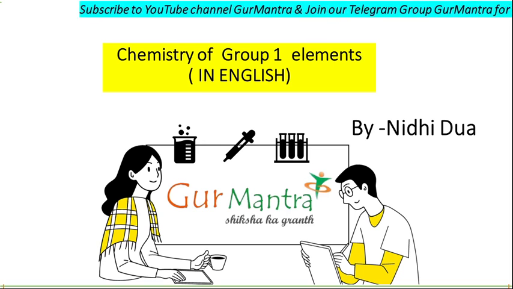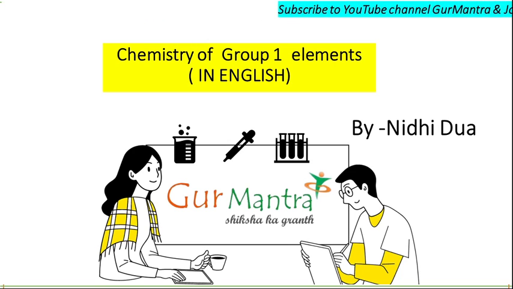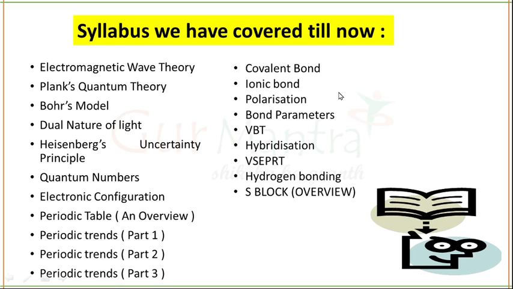So without any further delay, let's begin our topic, that is chemistry of group 1 elements. This is our GATE chemistry exam syllabus which is compulsory for all Excel candidates. And these are the topics that we have covered till now.